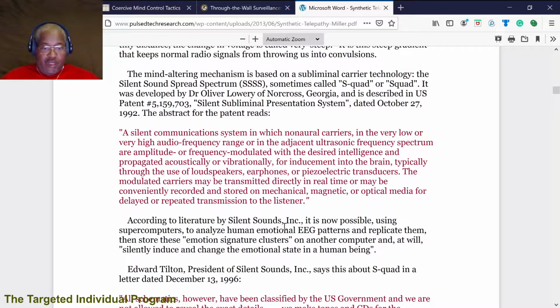According to literature by Silent Sound, it is now possible using supercomputers to analyze human emotional EEG patterns and replicate them, then store these emotion signature clusters on another computer, and at will silently induce and change the emotional state of a human being. Now, I experienced that a lot with Pamela. A lot. Her emotional state will switch multiple times during the day.